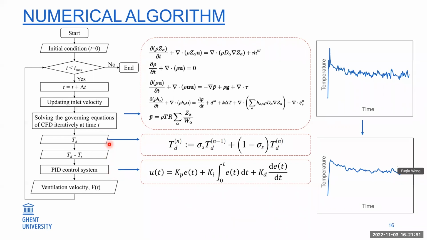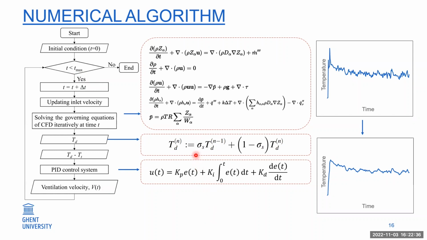The error function is extracted from the temperature field calculated by the safety solver. So every time step, the detected temperature is updated. This updated detected temperature gives the PID controller the information on how to adjust the ventilation velocity, and we recycle this process until the simulation time exceeds the maximum simulation time.